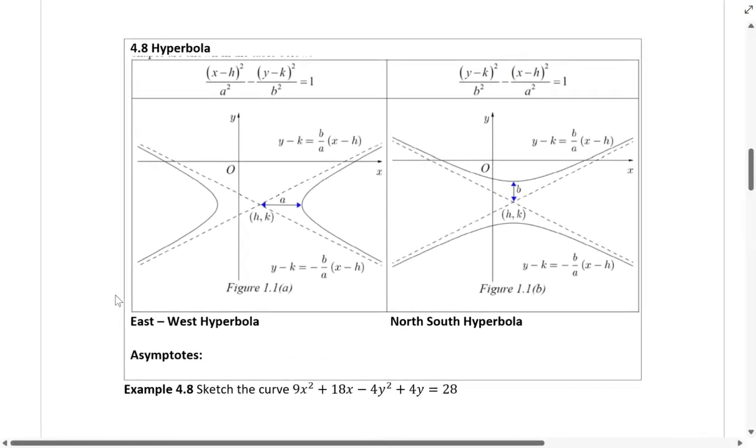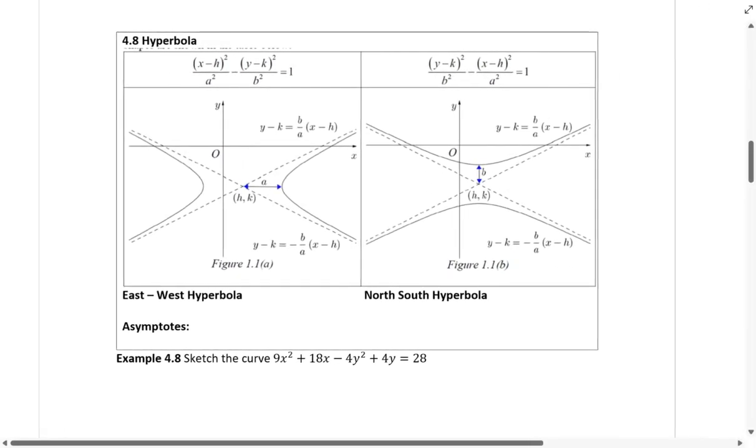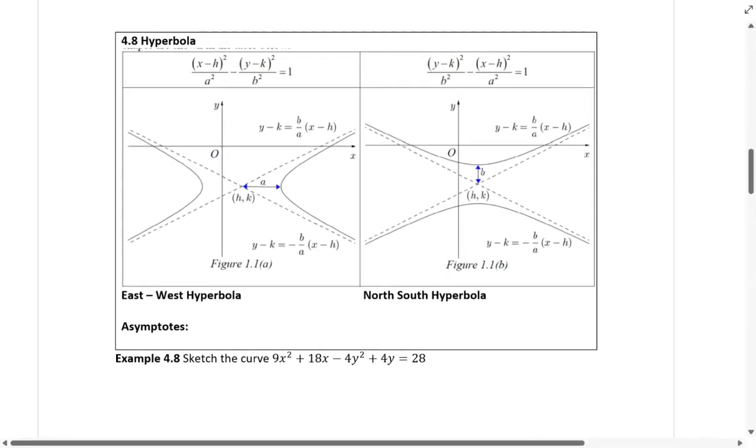Okay, next part is a hyperbola. You can have two types of hyperbola. It could be an east-west hyperbola, where you have a curve on these two sides of the asymptotes. If not, it will be a north-south hyperbola. These are just terms that I use. It may not be universal to your teacher, so don't use it in school.